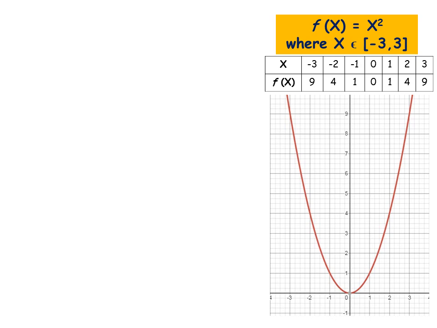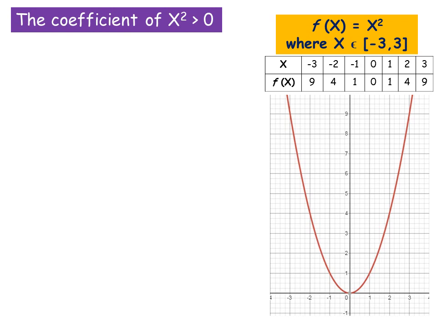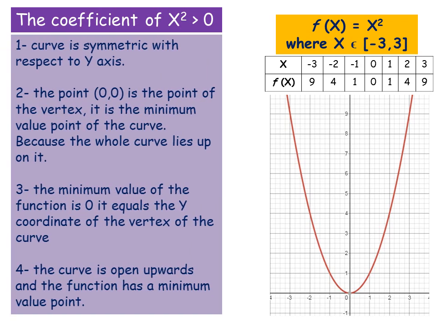This is a quadratic function, and the coefficient of x squared equals 1, positive 1. So we will talk about this curve or this function while the coefficient of x squared is more than 0, a positive value. What will we see? We will see four things. First, the curve is symmetric with respect to the y axis.